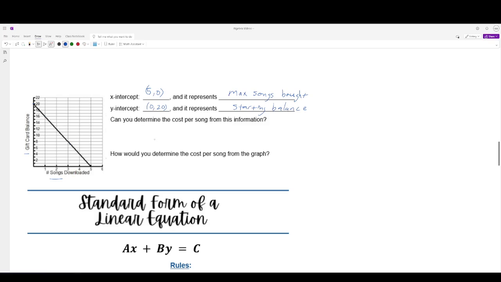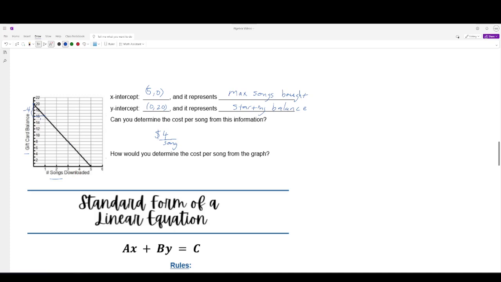Yes, I did that before they even asked us. It costs $4 per song. How would I determine the cost per song from the graph? Oh, we did that. We went down $4 and we bought 1 song. So that was -4 and 1. Now I wrote the cost as $4 per song because cost is taking away money.